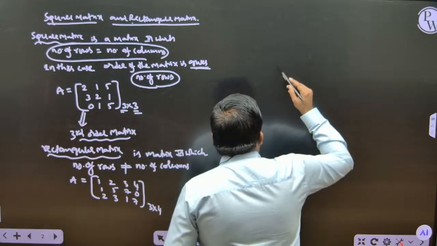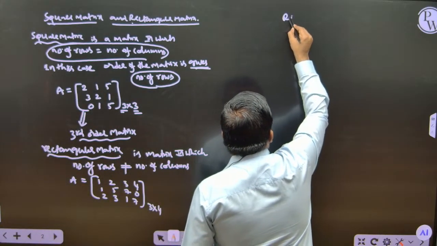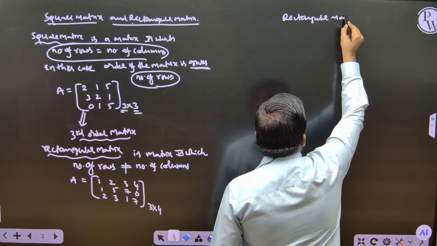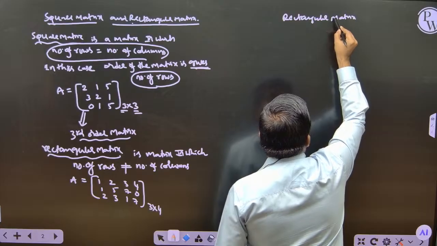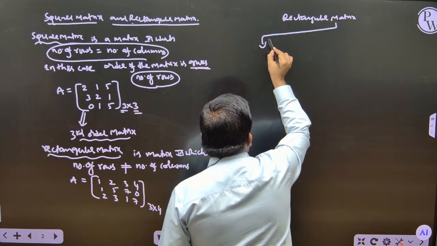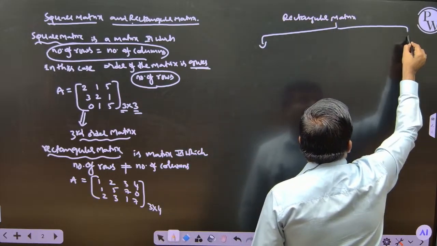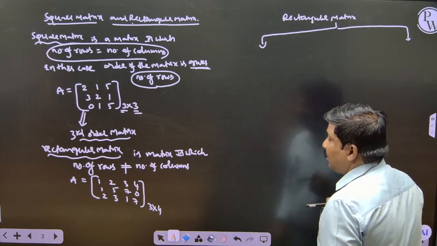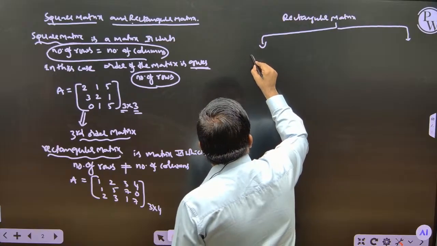Now this rectangular matrix is again classified. A rectangular matrix is classified in 2 ways. What are they? Horizontal matrix.